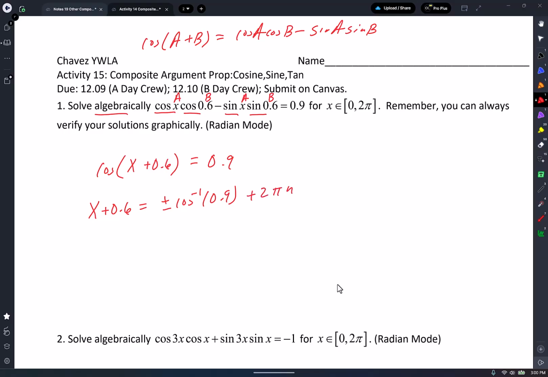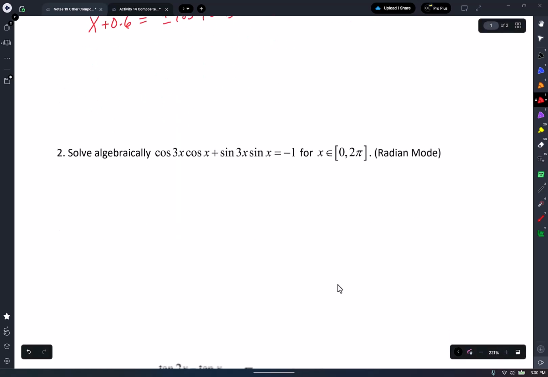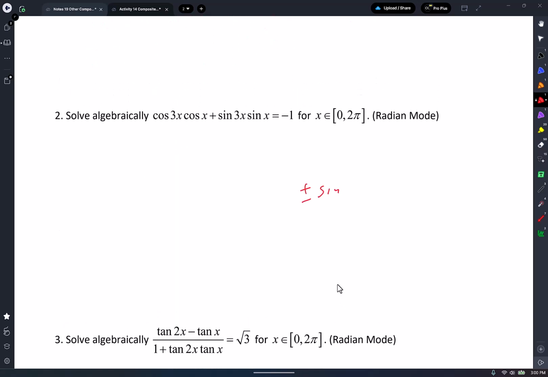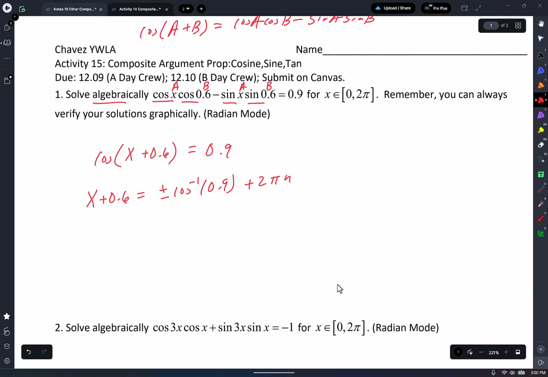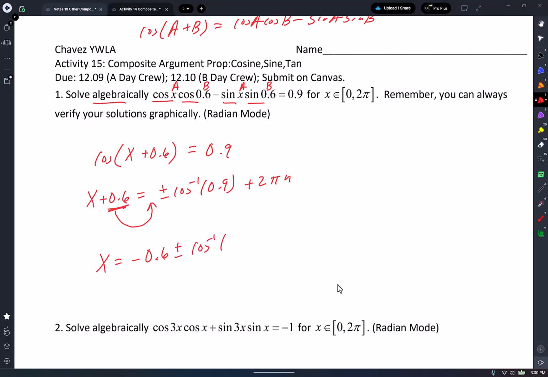The plus or minus is only for inverse cosine. Inverse sine does not have it, and inverse tan does not have it. That's a common mistake. Whenever you get to another one, I see you do plus or minus arc sine. No, do not do plus or minus for arc sine. That's only for arc cosine. Are we still okay, guys? Next, I'm going to move that 0.6 to the right. x equals negative 0.6 plus or minus arc cosine of 0.9 plus 2 pi n. Are we still okay?